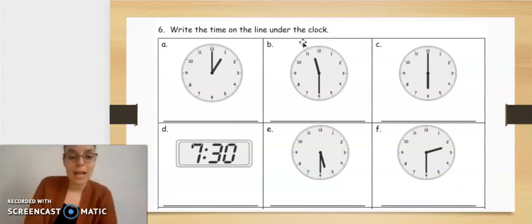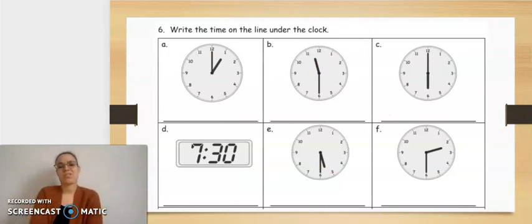Write the time on the line under the clock. Oh, these are so easy. All you gotta do is write the times. You don't even have to draw the clocks. What time does A say? 1 o'clock. 2 easies for us. B. Ooh, is it 12:30? Not 12:30. 11:30. Remember, it's not on the 12 yet.